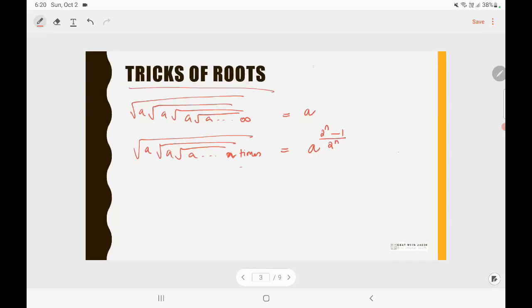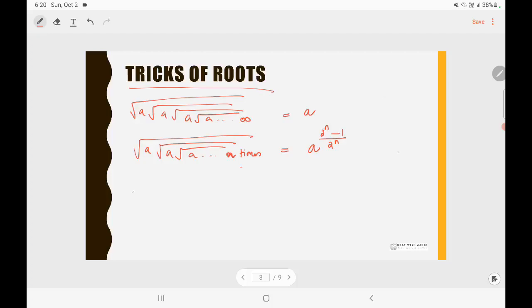Okay, for example, if you are given a question like root of 5 into root of 5 into root of 5 into root of 5, that means 5 is repeating 4 times, right? So this is equal to 5 raised to, here n is equal to 4, that is (2 raised to 4 minus 1) divided by 2 raised to 4. So this is equal to 5 raised to 15 by 16. Okay, so this is how you need to do it.